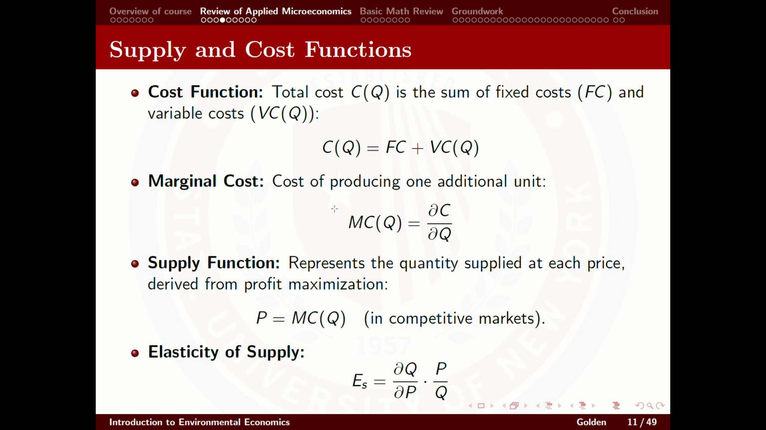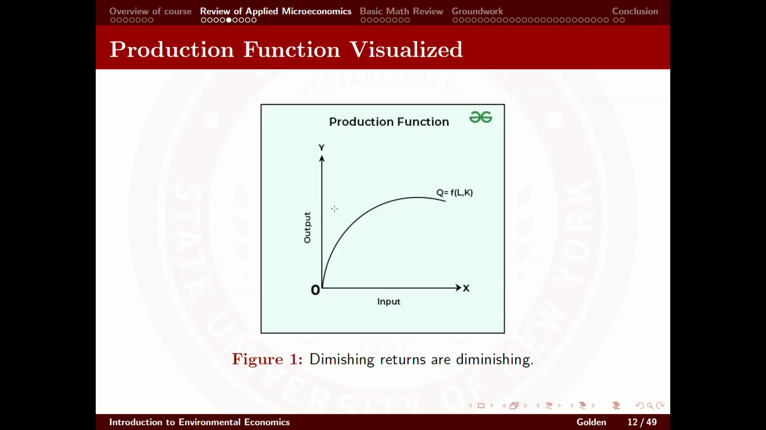Supply curves represent the quantity supplied at each price as derived from profit maximization, which I'll show you in a moment. The elasticity of supply is basically how responsive quantity supplied is to a change in price. It is equal to the derivative of quantity with respect to price times price over quantity. Here's a visualization of the production function.